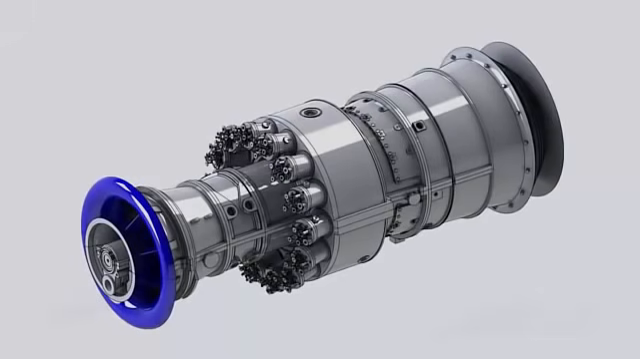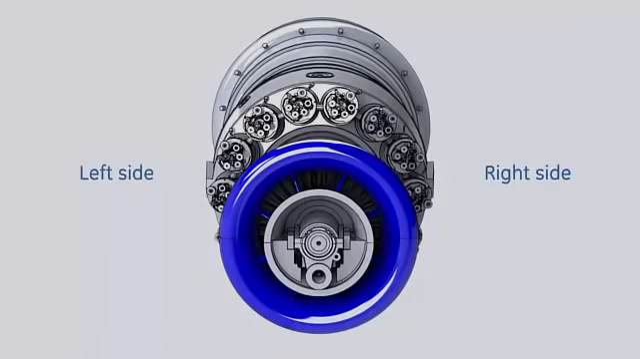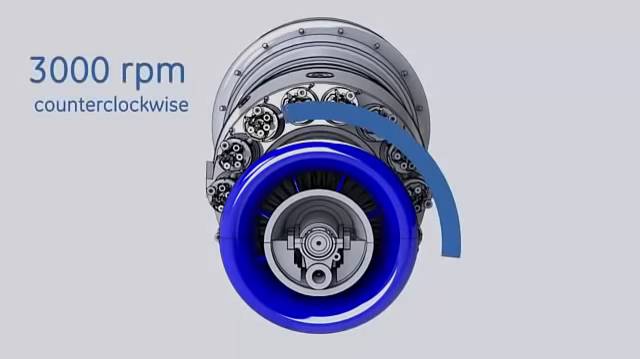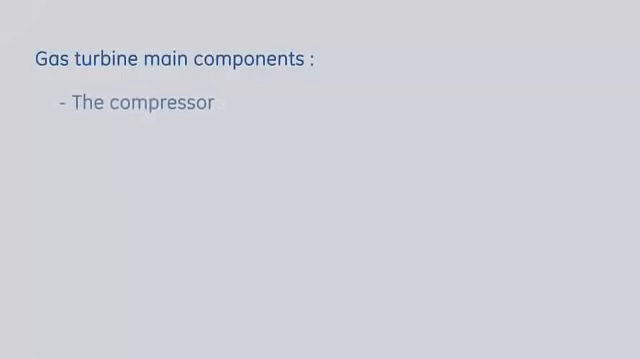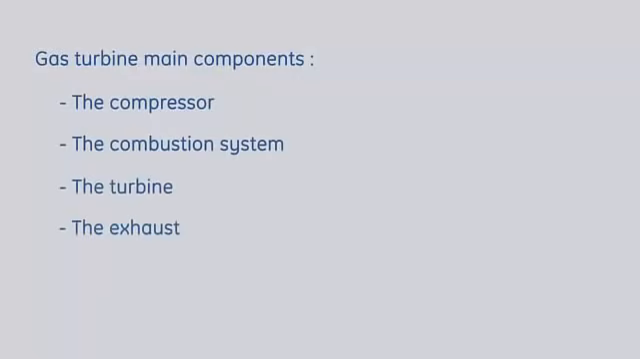MS9001E gas turbine training. This video will describe the main components of the gas turbine and its functional description. This gas turbine is also known as PG9171E. The shaft of this gas turbine rotates at 3,000 RPM counterclockwise as viewed looking downstream. This gas turbine consists of the following main components: the compressor, the combustion system, the turbine, the exhaust assembly, and the bearings.